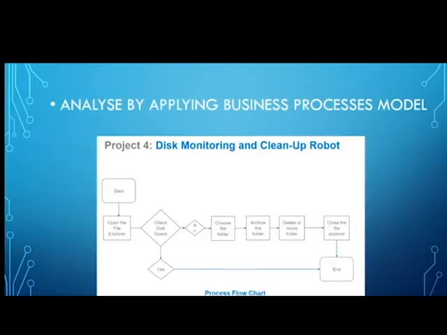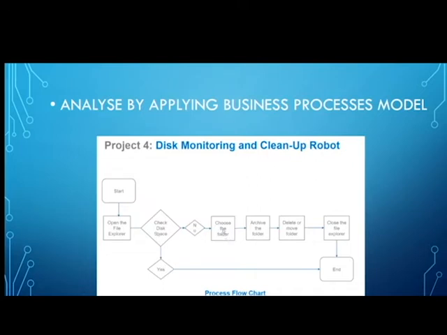Now we'll analyze by applying the business process model. Before this flowchart even begins, we perform a disk process cleanup, which will be explained in more detail in the second part of this assignment. However, after that stage, we begin by opening the File Explorer, as shown in this flowchart, and check for disk space. If the disk is close to full or at full, then we'll continue. Otherwise, the program will end after the disk cleanup.